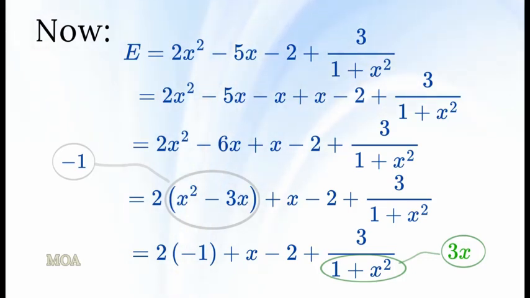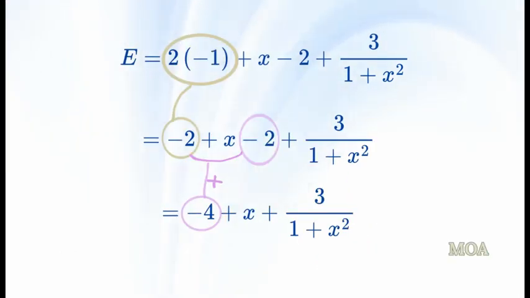So, we substitute this value into the expression. E = 2(-1 + x - 2) + 3/(1 + x²). E = -2 + x - 2 + 3/(1 + x²). E = -4 + x + 3/(1 + x²).